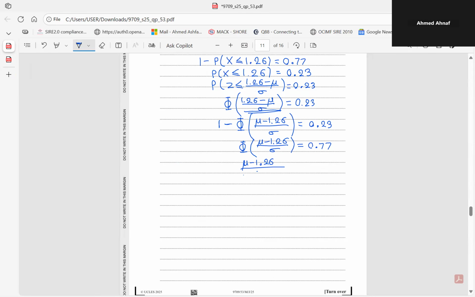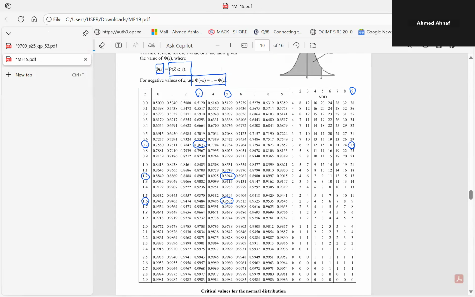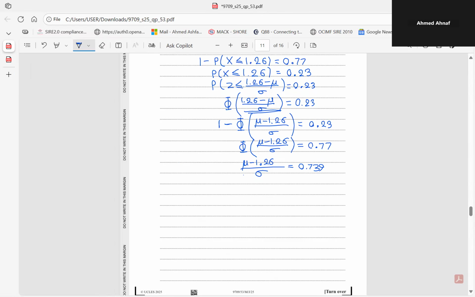So we can equate this: (mu minus 1.26) over sigma equals 0.739. Okay, let's make mu the subject. Multiply by sigma, and you would get mu equals 0.739 sigma plus 1.26. This is the first equation.